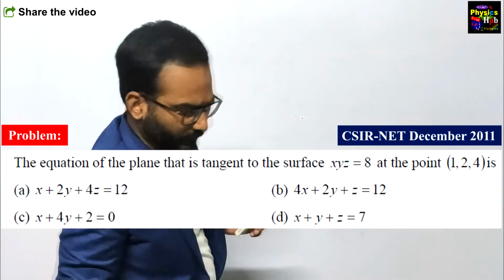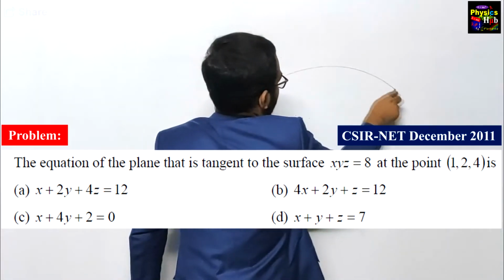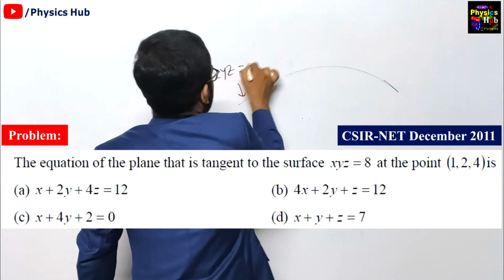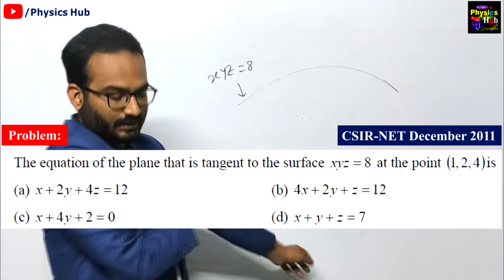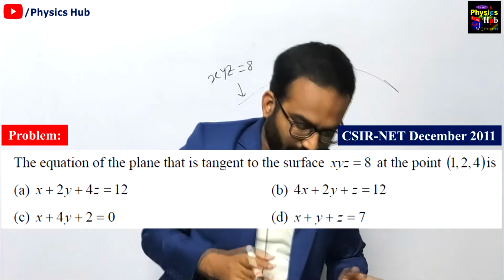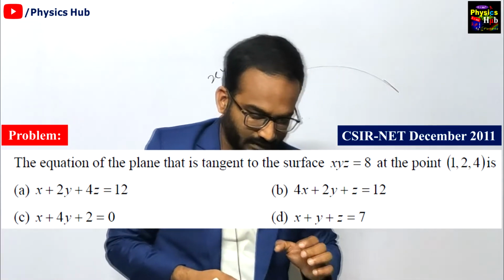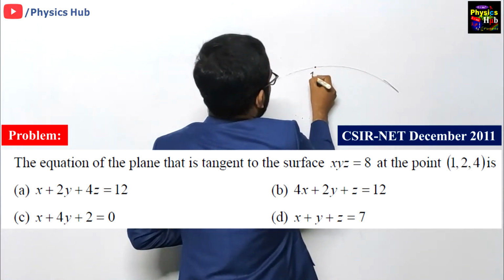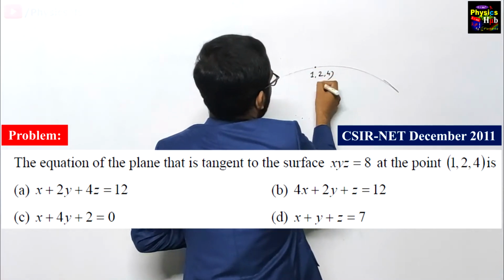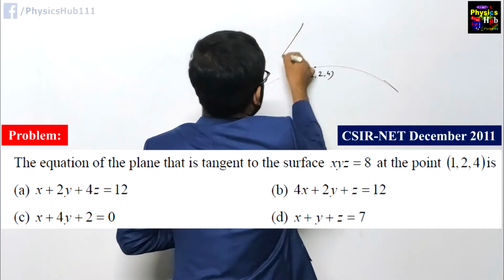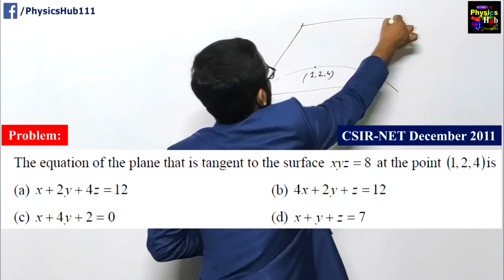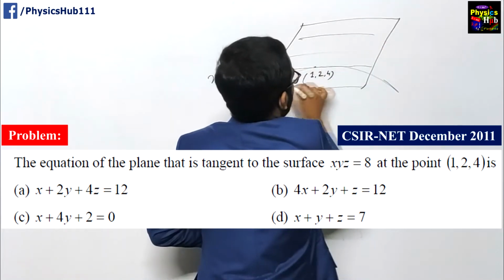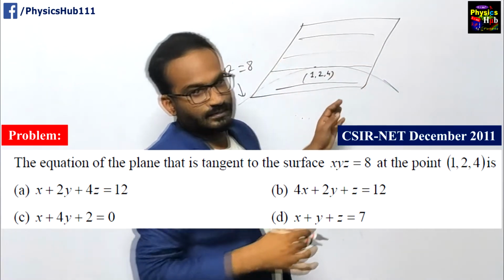So here we are given the equation of the surface, xyz equals 8, and you have to find out the equation of the plane that is tangent to the surface at the point (1, 2, 4). Let's say this point is (1, 2, 4). So any plane going through this will be like this. Okay, this is the plane. So you have to find out the equation of this plane.